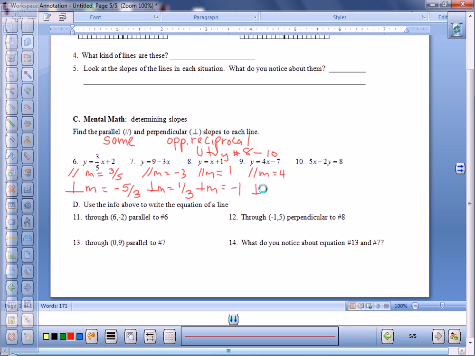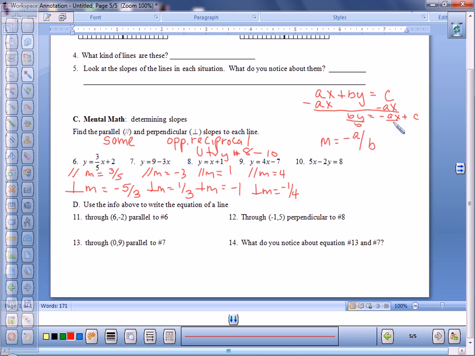Do you know the shortcut when it's in standard form, ax plus by equals c? The shortcut is the slope is the opposite of your leading coefficient divided by the coefficient of your y. The opposite of the x coefficient divided by the y coefficient. Now let me show you why that works. If we were to solve this and put it in y equals mx plus b form, we get by equals -ax plus c. And so when we divide, we get this. Okay, so that's why that little shortcut works.